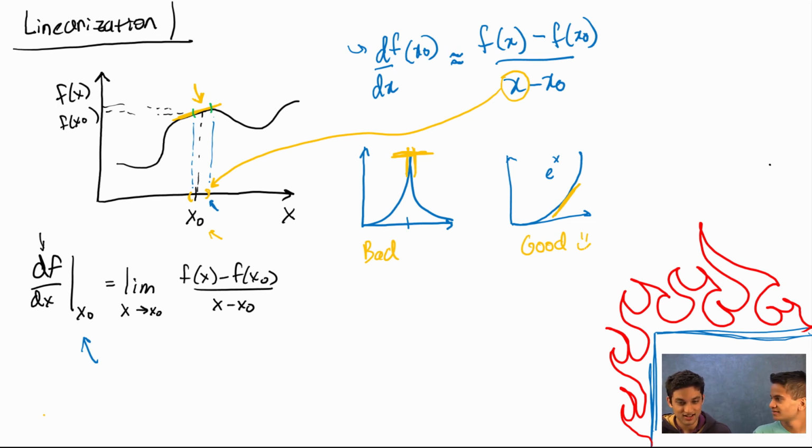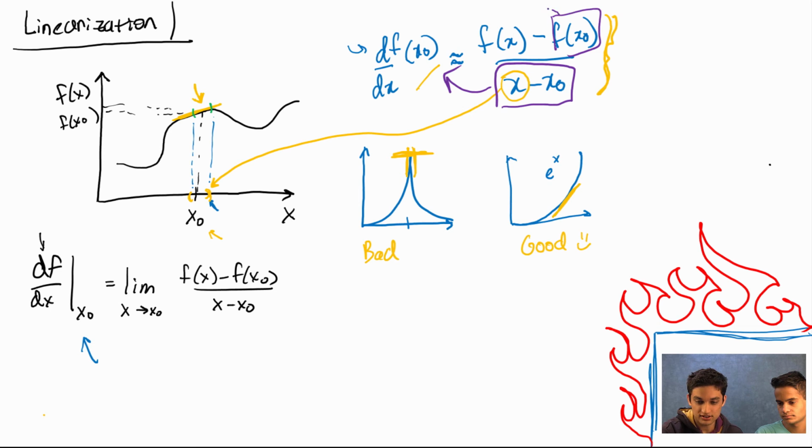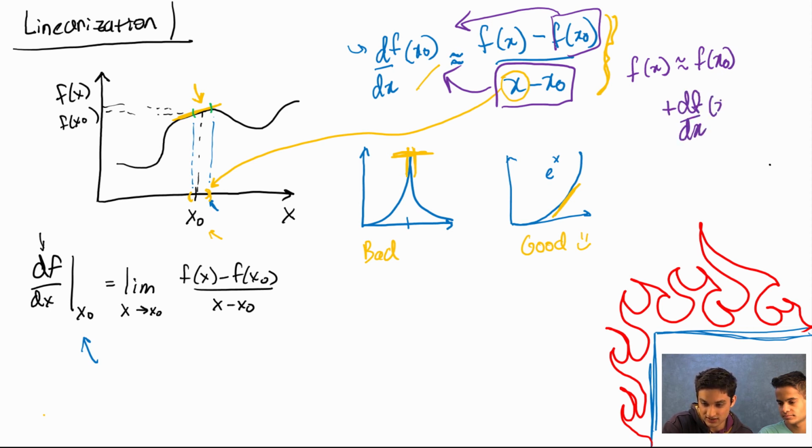So how do we do that? We're going to use this equation up here, where within this neighborhood, df over dx evaluated at x0 is approximately equal to this thing. We take this term to this side, and bring this term to the other side. Doing that, we get f of x is approximately equal to f of x0 plus df over dx evaluated at x0 times x minus x0.